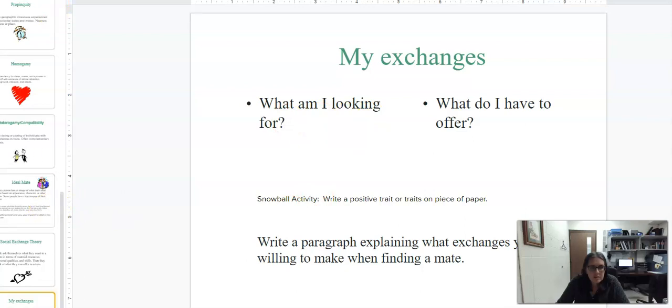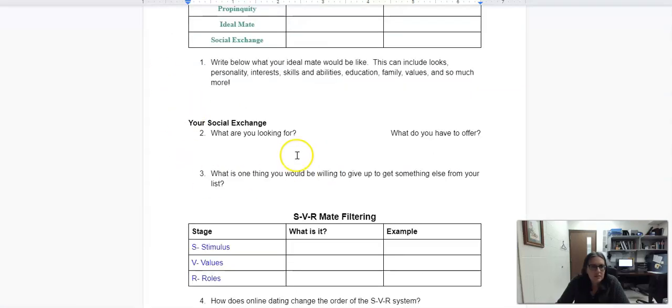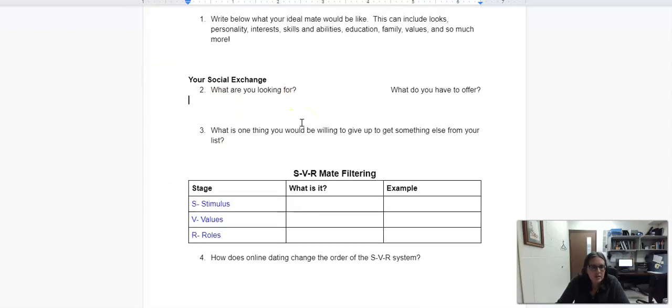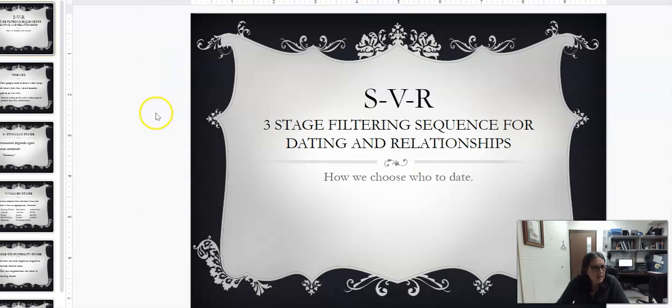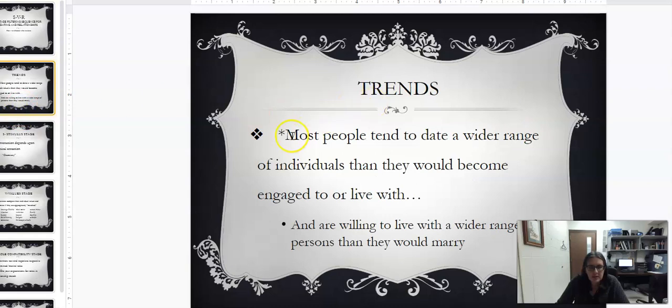Okay, so that's your theories of mate selection. There are all those different theories, all those different ways that you can look for a dating partner. And then we also have SVR mate filtering. We're going to look at how we normally do traditional dating versus online dating, and this depends on how we choose to date people. Trends: most people tend to date a wider range of individuals than they would do a long-term relationship with, get engaged to, live with, or eventually marry. So it kind of narrows the pool as far as you get.